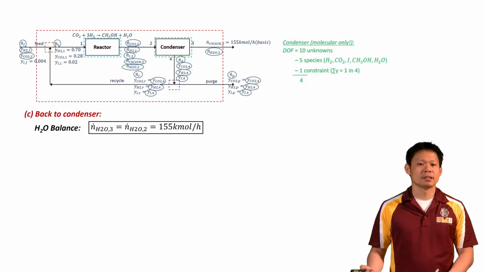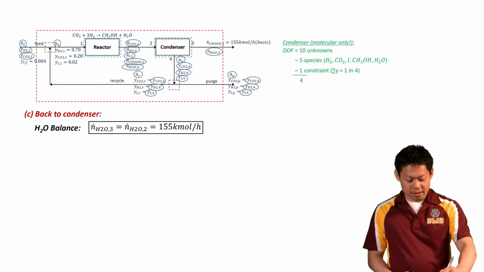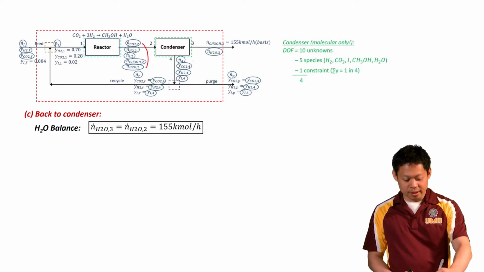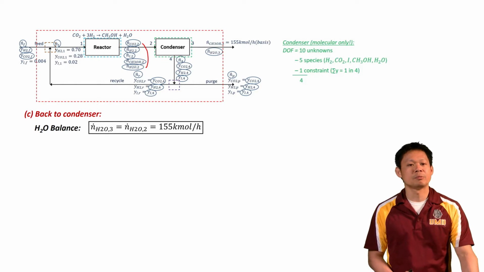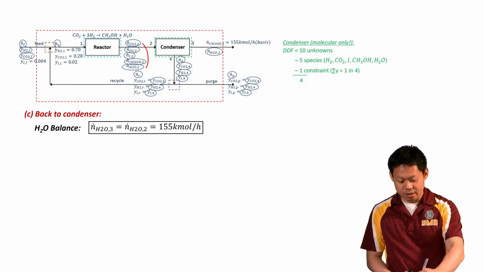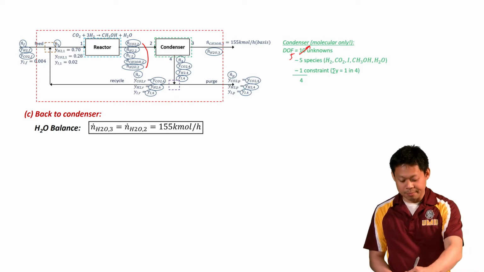We are going to go back to the condenser. In this case, what you see is that we have solved for all 5 down here. So we are actually left with just 5 unknowns, 1 in stream 3 and 4 in stream 4. So this is now down to 5. We have already used up our methanol balance.